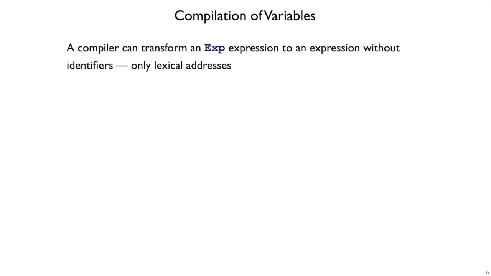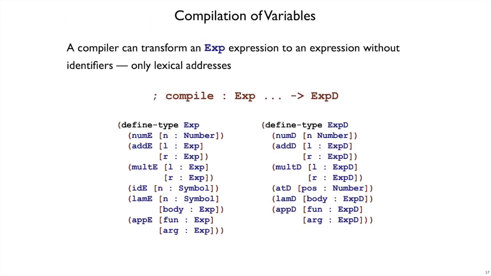So here's how we use that information to simplify and speed up our interpreter. We're going to have a compiler that takes an exp and translates it into an equivalent form, but one that doesn't have any IDEs in it. So far we have exp produced by a parser.